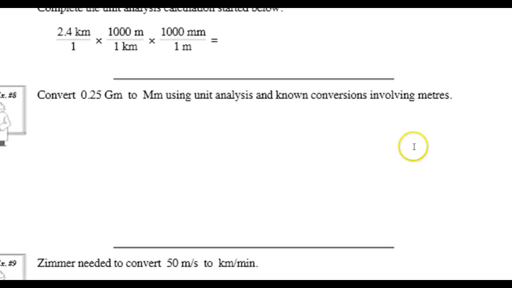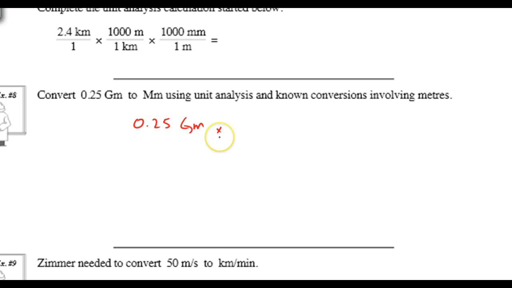For example, if I'm converting 0.25 gigameters to megameters, I might not know what the conversion rate is between those two, because I'm familiar with going from meters back and forth, but not from these two measurements, because they're not as common. So if I want to get these, I might have to use the meter measurement to convert this. So let's try and do that. 0.25 gigameters. Let's first go to meters.